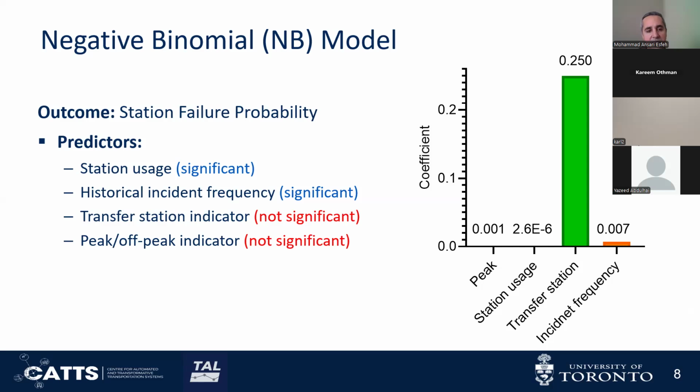In contrast to the first two, the transfer station indicator and the peak and off-peak indicator are not statistically significant. So that just means that being labeled as a transfer station or operating during, let's say, peak period doesn't add much explanatory power for obtaining the probability of occurrence.